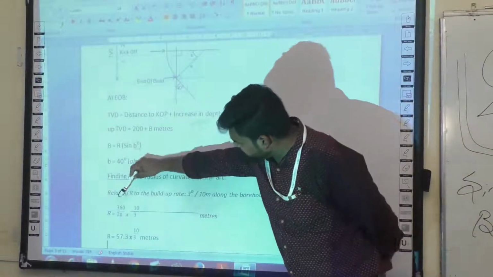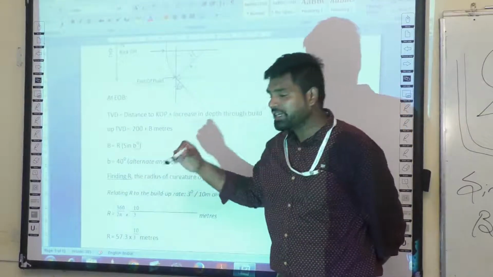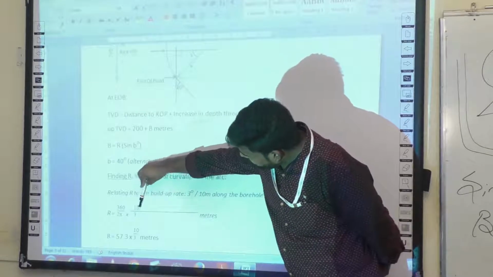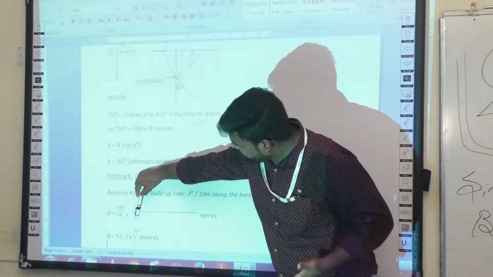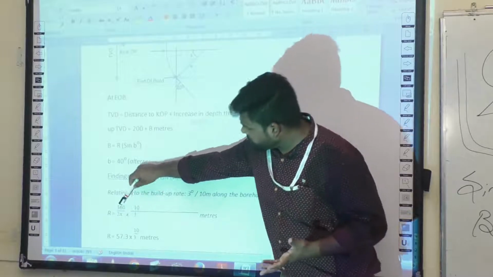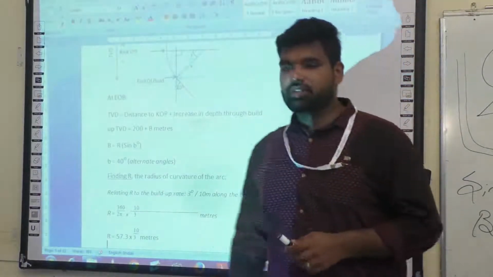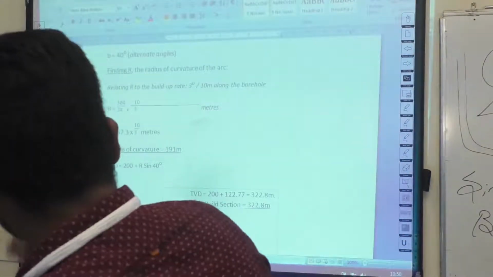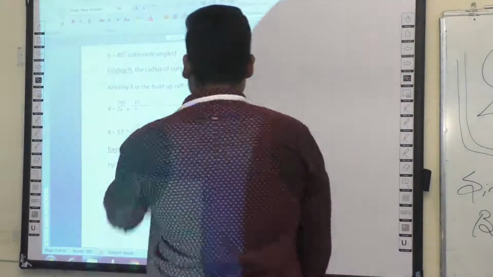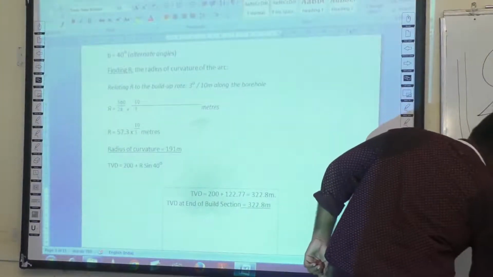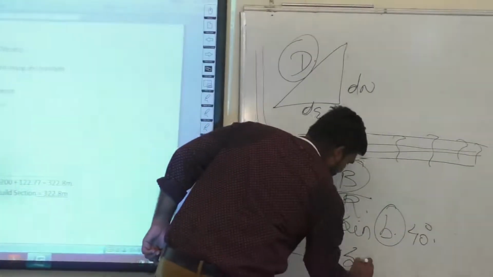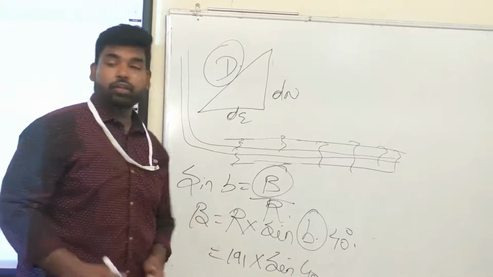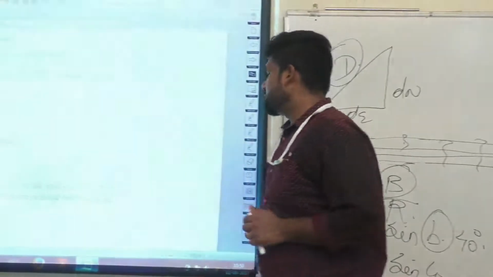So R is equal to 360 divided by 2 pi into 10 divided by 3. Okay. So this is your meter, which is how much you are going to build up the angle, and this is your degree, how much angle you are going to build. So with this you can find your radius of curvature. So you will get one answer. Radius of curvature is equal to 191 meters. So when you find that, R is 191 meter, right? So into sin 40. If you multiply this, you will get your answer for B.